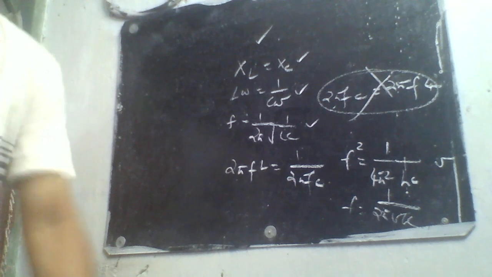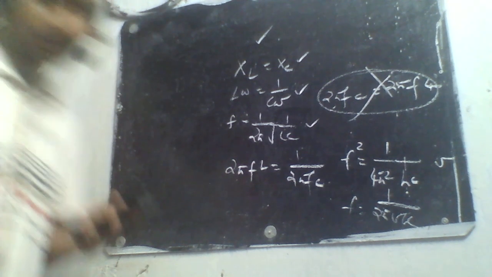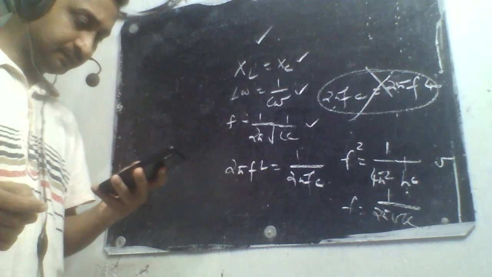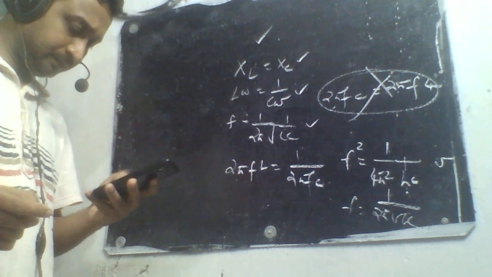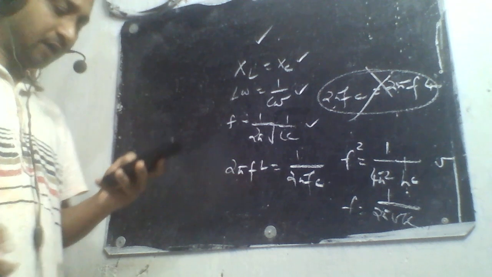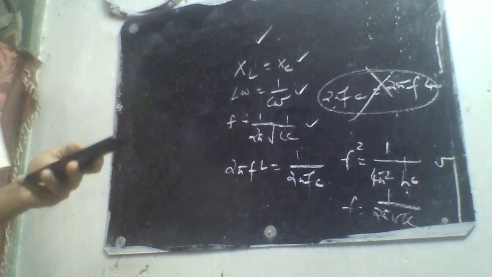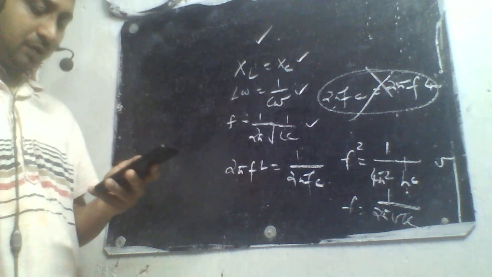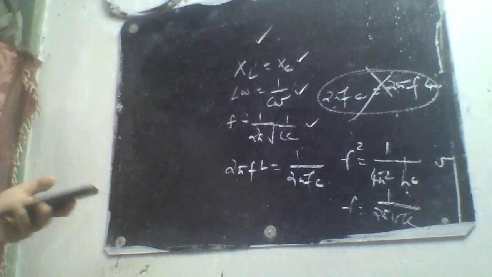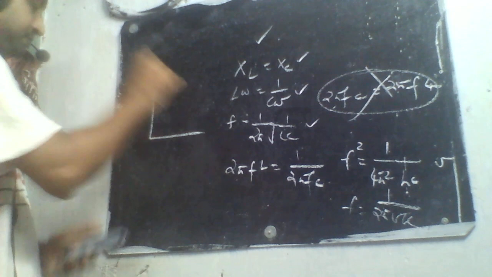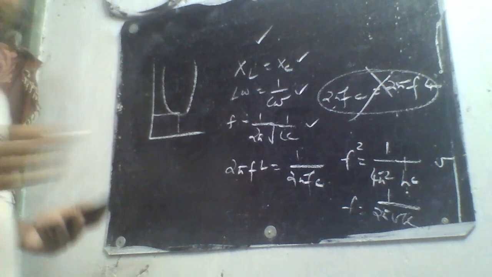Then question number 6. Let me check the question paper. A graph showing variation of impedance Z of a series LCR circuit with frequency of the alternating EMF applied to it is shown. What is the minimum value of the impedance? I think there is a graph something like this.